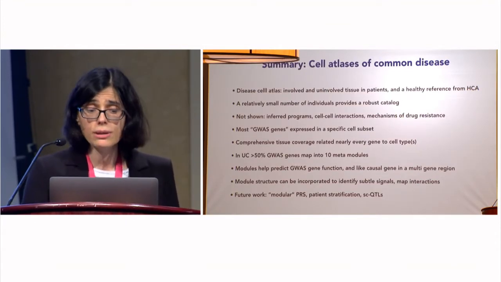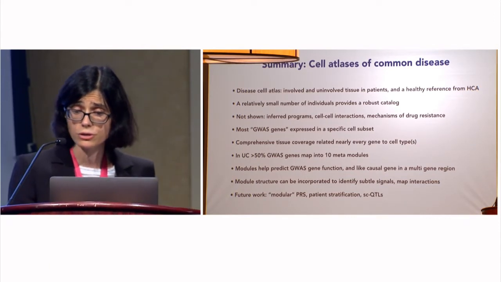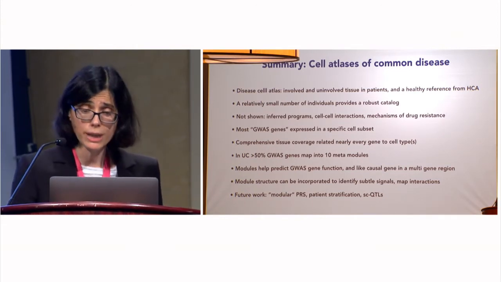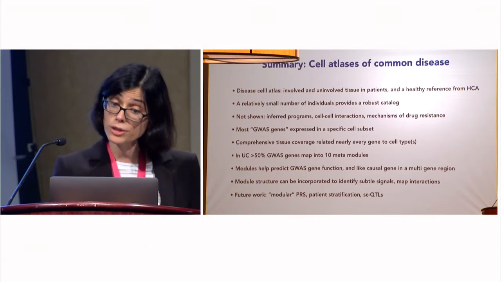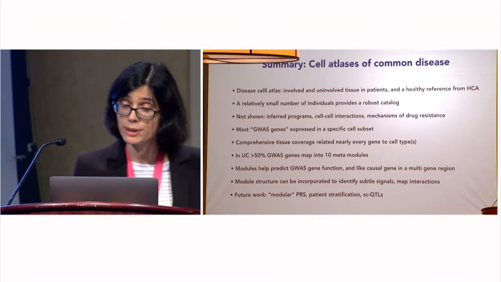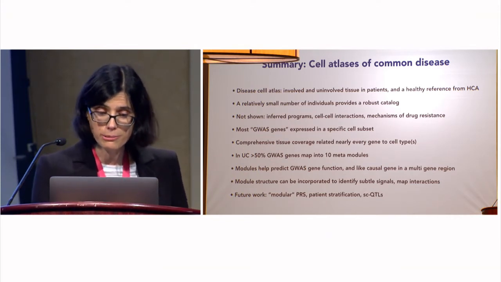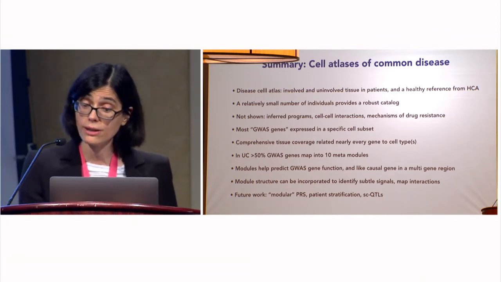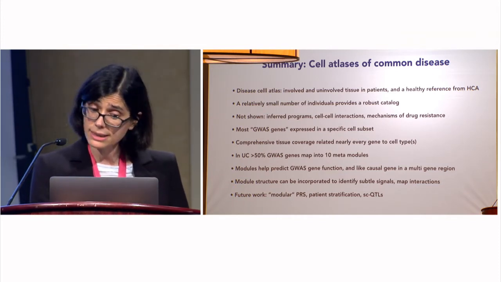I'm not going to elaborate on the polygenic risk score, and so I'll just summarize this part by telling you that I showed you a glimpse of the cell atlas of ulcerative colitis, which is a complex disease atlas. We built it from involved and uninvolved tissue in patients, as well as comparing to the healthy reference from HCA. A relatively small number of individuals provides a really robust catalog, and we found that most of the GWAS genes are expressed in a specific cell subset, and as we expanded the cells, we got better information, so you need comprehensive atlases. The GWAS genes also form these co-varying modules with each other and with other genes, and those account for a large proportion of those genes in a small number of modules.